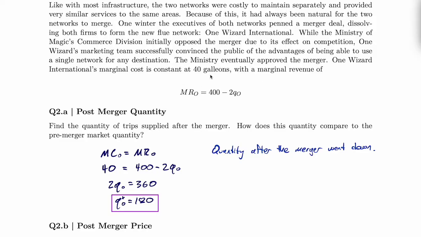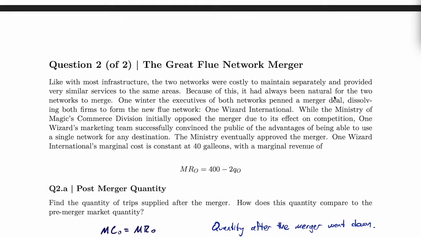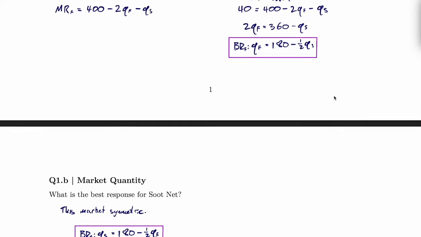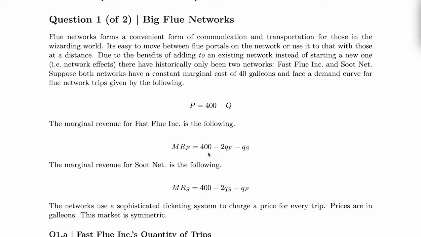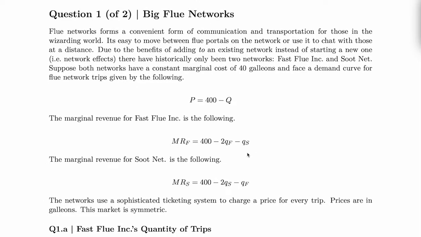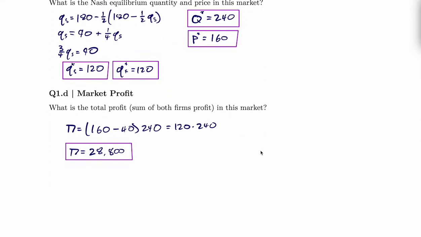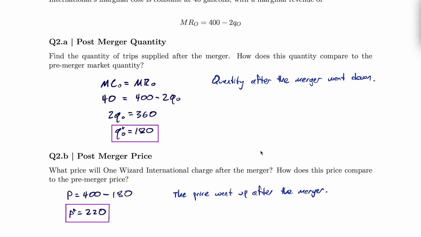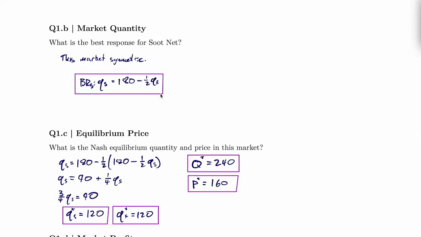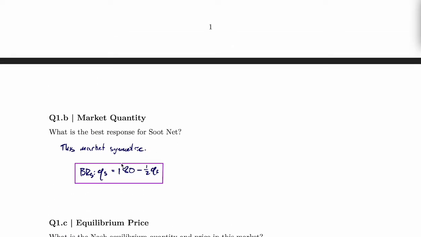Okay, so again, we have a constant marginal cost at 40 galleons and a marginal revenue of this thing, which, if you'll notice, is the same as this marginal revenue curve, except we're setting the quantity of the rival equal to 0. There is no other rival. So this thing is 0, and the rest of it remains the same. So if you wanted to skip a step, you could look at the best response for one of the two firms and just set the rival's quantity equal to 0.